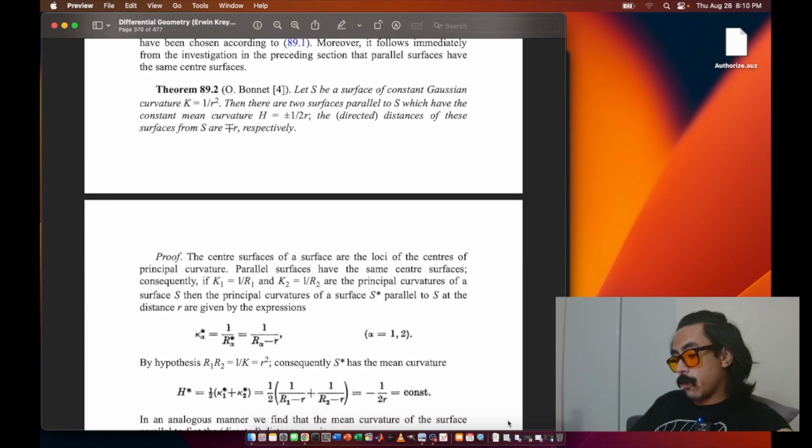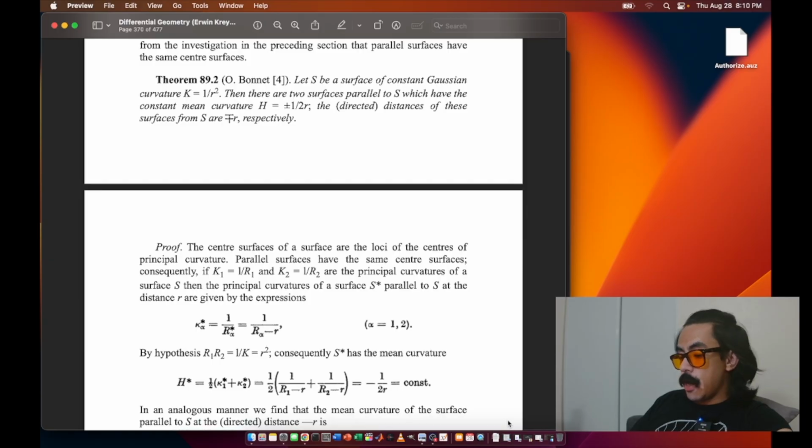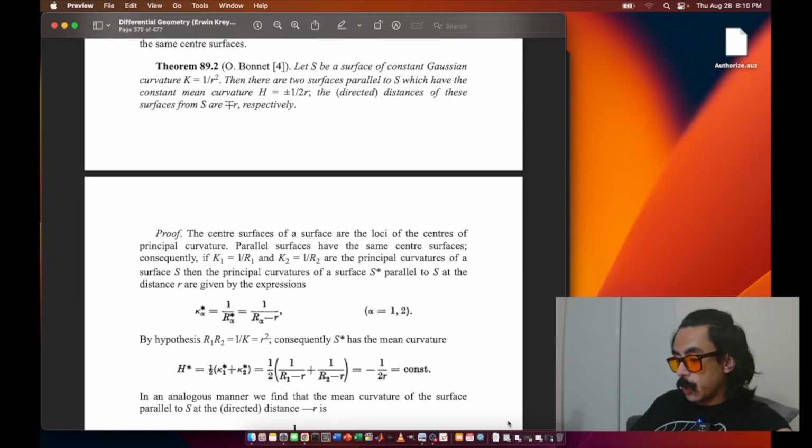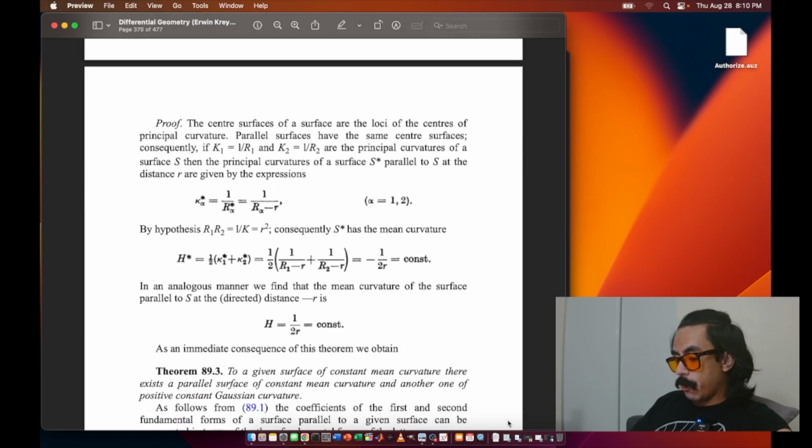We now come to another theorem from Ancien-Bonnet, which is theorem 89.2. Let capital S be a surface of constant Gaussian curvature, k equals 1 over r squared. Then there are two surfaces parallel to S which have the constant mean curvature h being equal to positive or negative 1 over 2r. The directed distances of these surfaces from S are negative, positive r, respectively. And the proof is as follows.